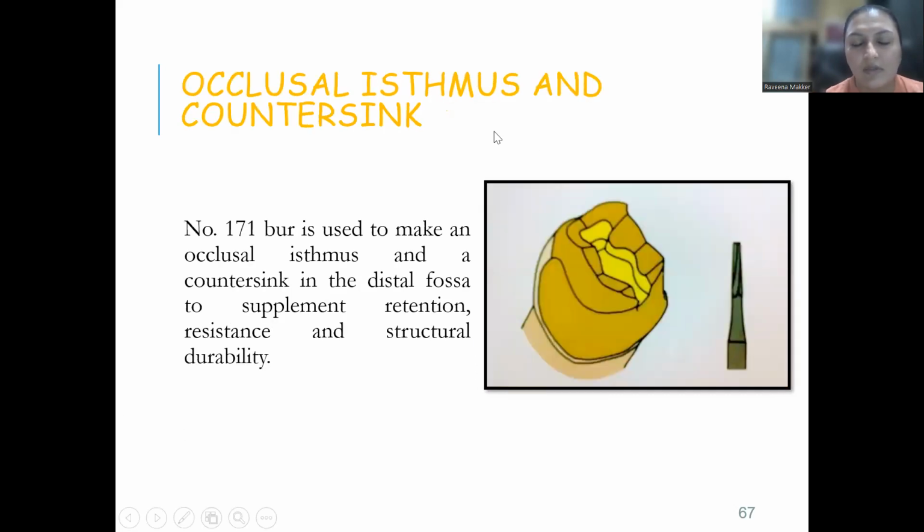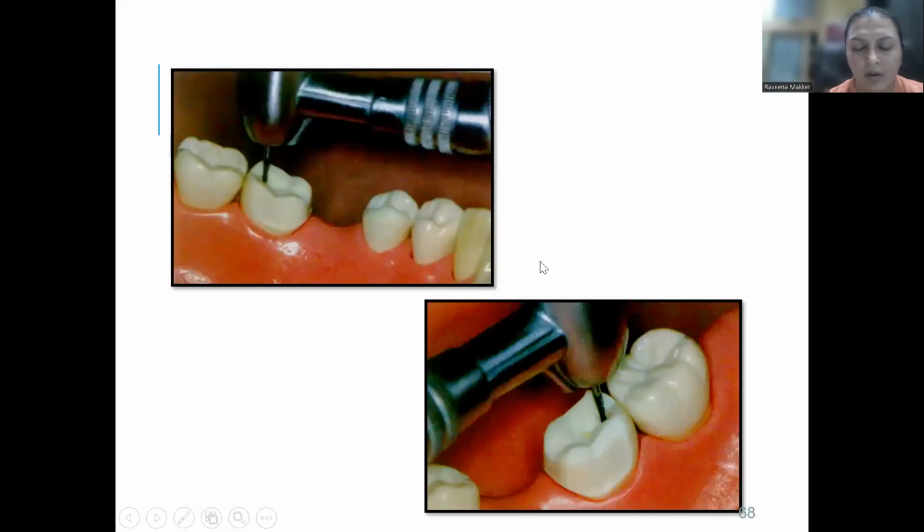Then occlusal isthmus and countersink. Number 171 burr is used to make an occlusal isthmus and a countersink in the distal fossa to supplement retention, resistance, and structural durability. So this is the occlusal isthmus and the countersink. You can see in this, this burr is used to create the occlusal isthmus and the countersink.